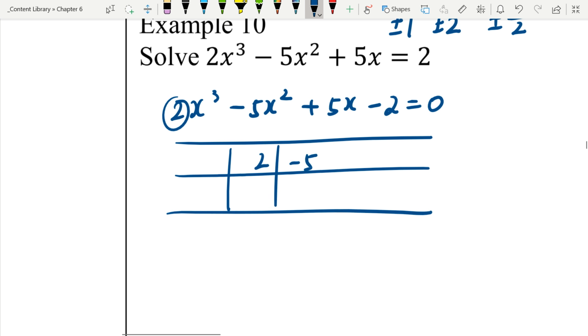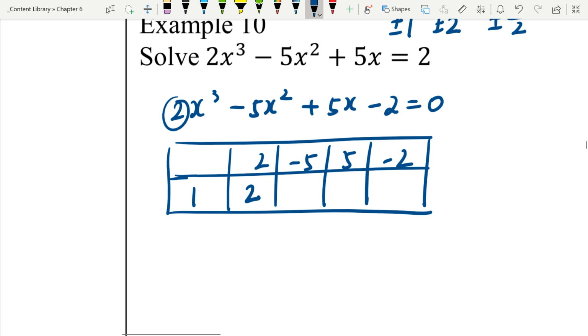2, minus 5, 5 and minus 2. In this case, 2 and 5 can't make a 0 if you add and subtract correctly. So I can try plus 1 or minus 1. Which one do you try? 1 or negative 1? 1. Let's try 1. That's your own decision. You may try 2, it doesn't matter. If it's wrong, try another one. So it's trial and error.